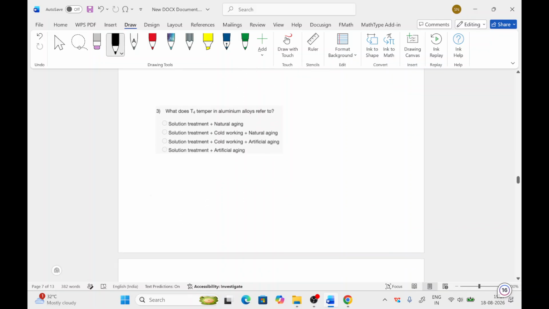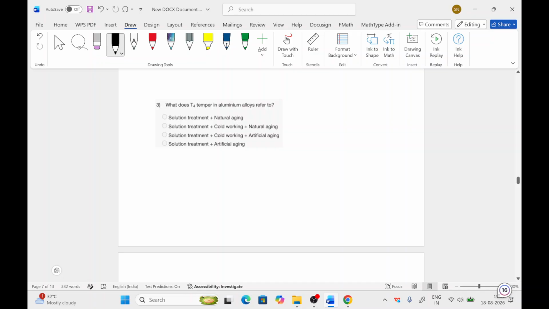What does T4 temper in aluminum alloy refer to? So T4 is the solution treated plus natural aging. So the first is correct.